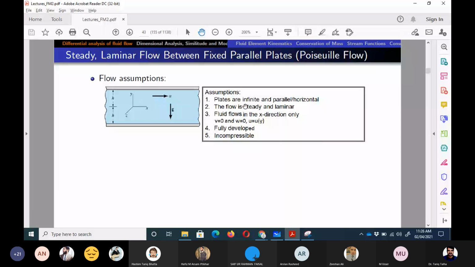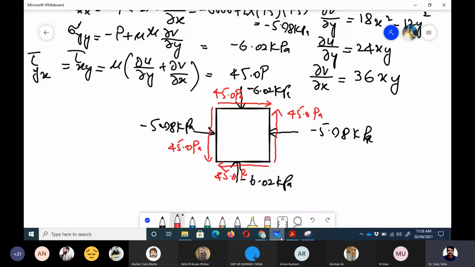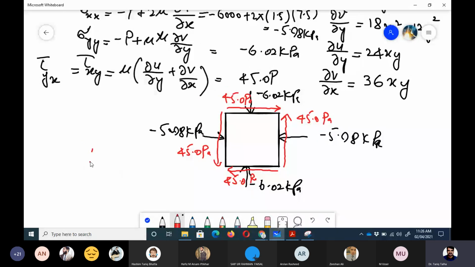The flow is steady. That's true. And then laminar, which means streamline flow. There is no turbulent fluctuation in that. Now, fluid flows in the x direction only, which means that the v velocity component and w velocity component are 0, and u is only a function of y. u is not changing in x, so it means that it is fully developed. So for the fully developed flow, we say that partial u by partial x is equal to 0.